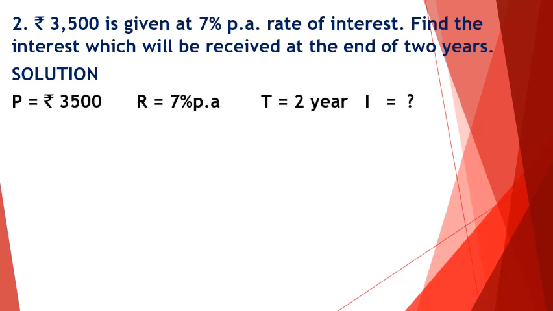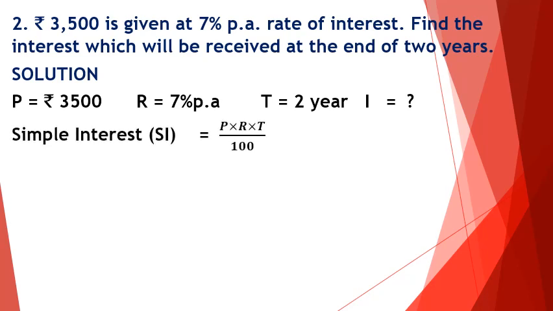Find the interest that will be received at the end of 2 years, means time is 2 years. Interest we have to find, so put a question mark. And you have the formula simple interest I equal to PRT upon 100. Substitute the values over here. So we get 3,500 into 7 into 2 whole divided by 100.